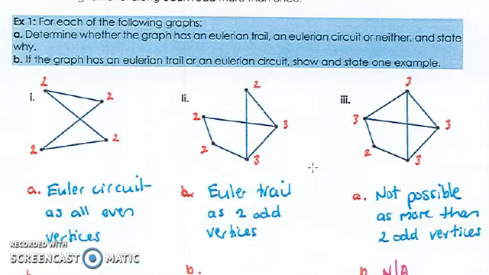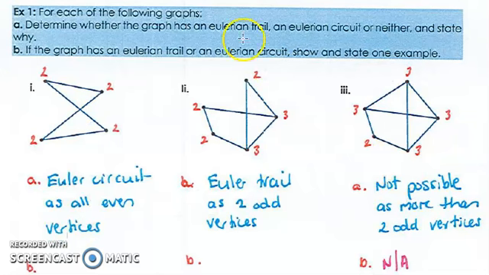So for these examples, we're going to look at the same examples that we did in the previous lesson. But for each of the following graphs, we're going to determine whether the graph has an Eulerian trail, an Eulerian circuit, or neither, and we're going to say why. And if it does have an Eulerian trail or circuit, we're going to show and state one example. So there are different examples that we can get, but the most important thing is to determine whether it has an Eulerian trail or circuit.